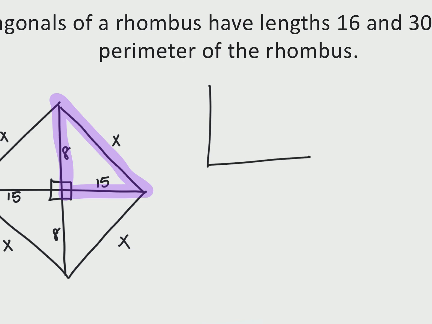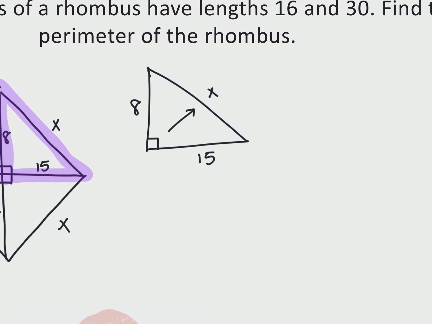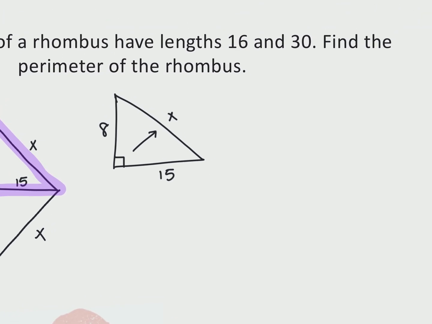So here is my right triangle. I have 8. I have 15. Here's my right angle. This is my hypotenuse, and that's what I'm solving for. Again, you have to make sure you know where your hypotenuse is. So I'm going to have 8 squared plus 15 squared equals x squared. 8 squared, like before, we have 64 plus 15 squared.